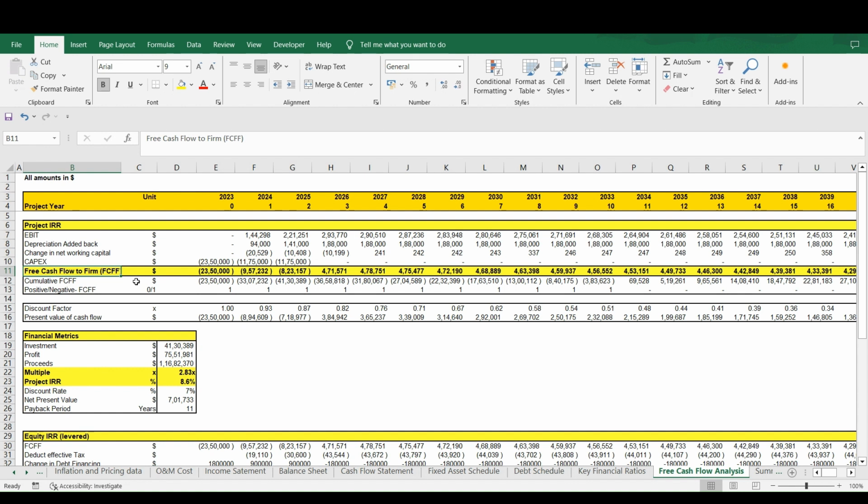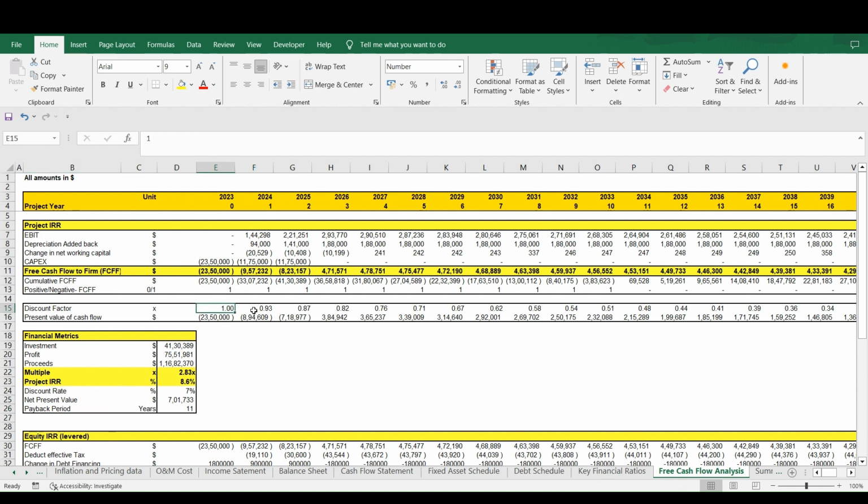That is the cash flow that is available to the firm, and we have not deducted any financing activities from this. Then we have cumulative cash flow, and here we check in which year we will be able to generate positive cash flow. So in year 11 we are able to generate a positive cash flow. That will be the payback period.